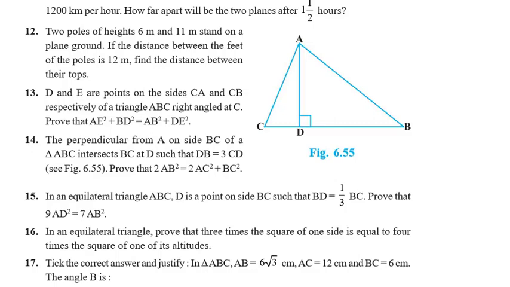Now in the last lecture we have seen till question 11. Now let us see question number 12. Two poles of height 6 meter and 11 meter stand on plain ground. If the distance between the feet of the poles is 12 meter, find the distance between their tops. So 6 meter, 11 meter, 12 meter.